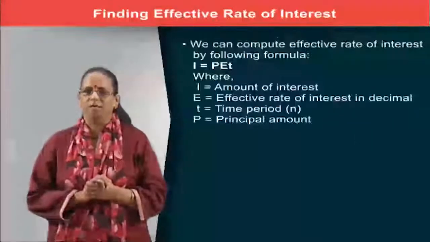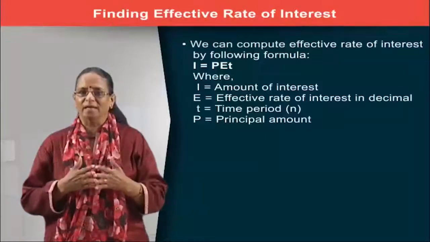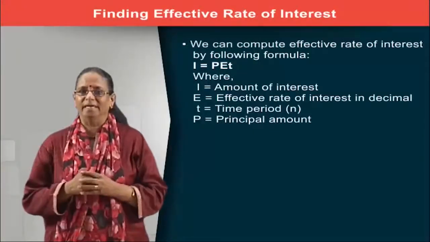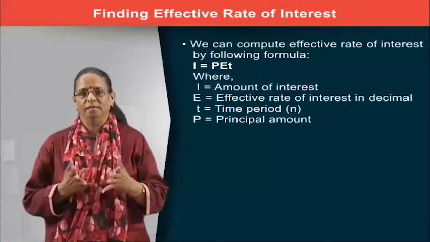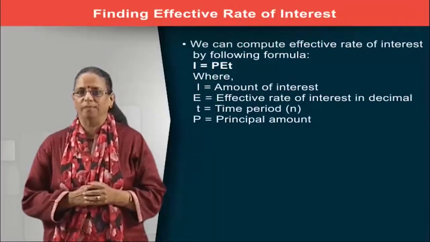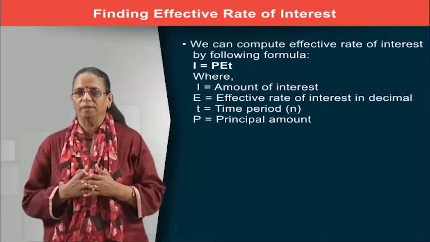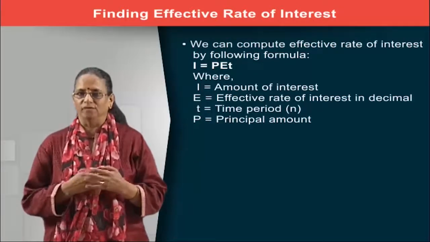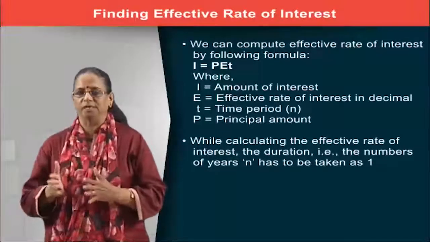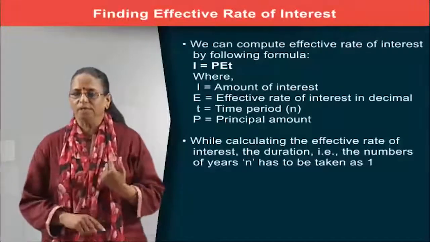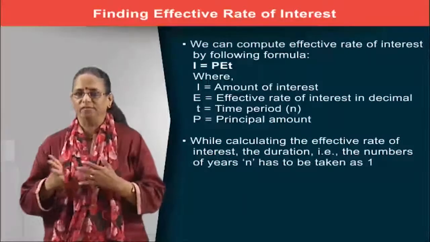You can use the formula I = P × E × T, where I is the amount of interest, E is the effective rate of interest in decimal, and T is the time period, that is N. And we know that P stands for the principal amount. Now, when finding the effective rate of interest, we have to keep in mind certain points. When we are calculating the effective rate of interest, the duration, the number of years N, has to be taken equal to 1. So this is one point that we need to keep in mind: N = 1 while calculating the effective rate of interest.